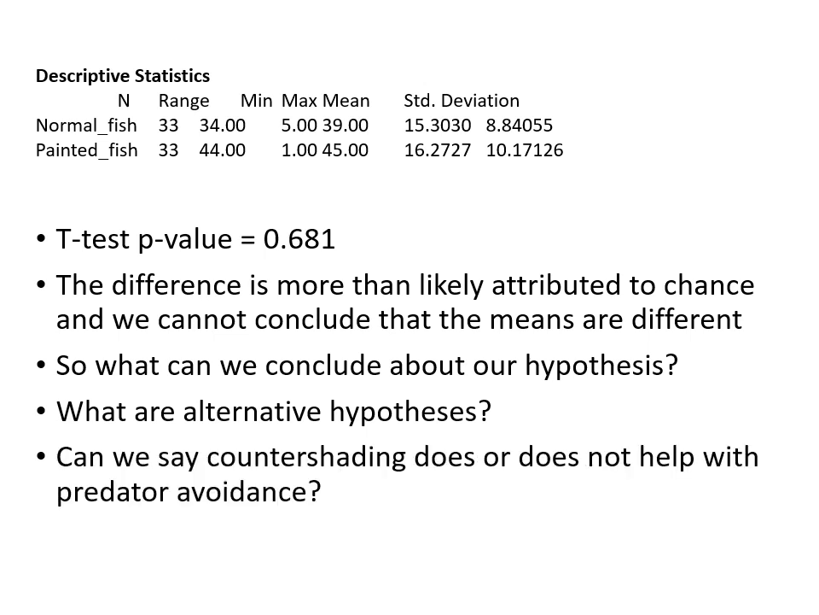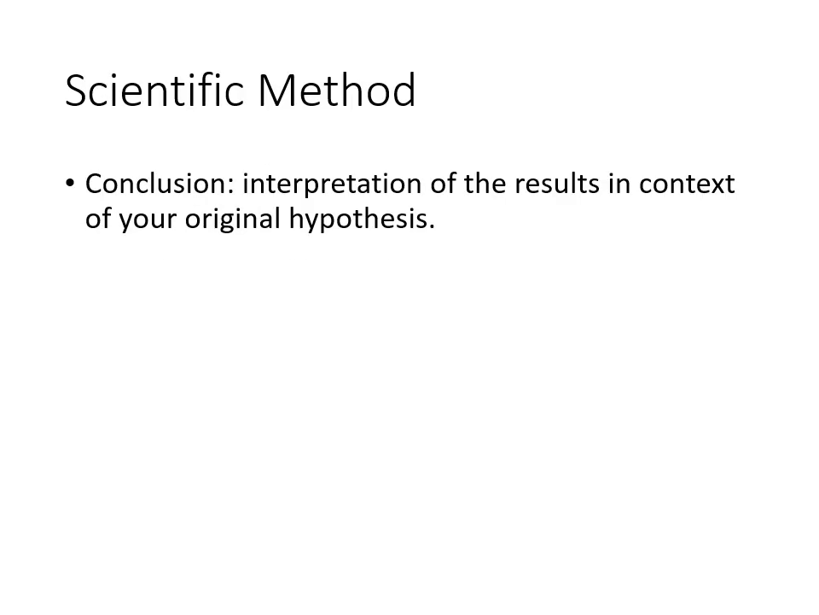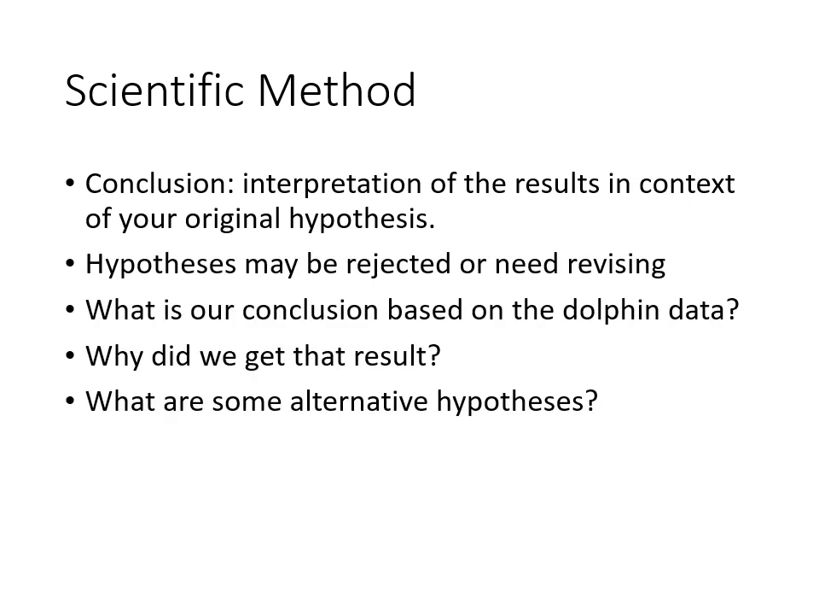Alternative hypothesis might be, well, maybe it's the speed of the fish, and because all these fish were the same, they didn't have a difference. Can we say that counter shading does or does not help with predator avoidance? Well, not generally, but we can say with this one fish, with this one experiment, and these dolphins, they did not support that theory. All right, and that would be our conclusion, the interpretation of the results.